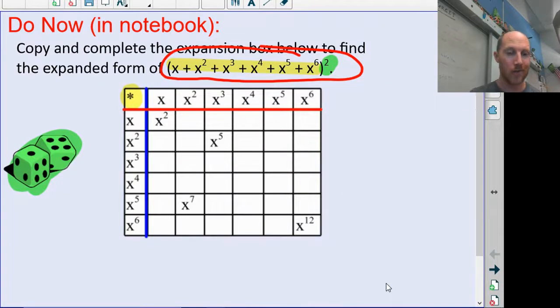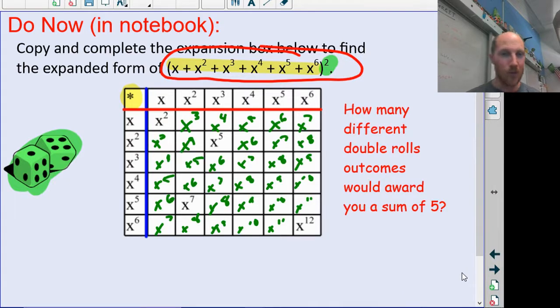Well, hello, pre-calc. Here's the do now for today. Make sure, as it says in the directions here, that you keep track of this in your notebook. But please go ahead and expand that polynomial, x plus x^2 plus x^3 plus x^4 plus x^5 plus x^6 quantity squared. You can use a multiplication box like the one I illustrated, or you can do it some other way. All right, we'll hit pause on the video until you've got your multiplication completed.